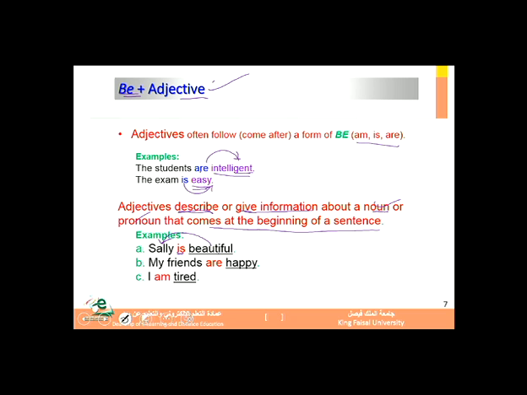My friends are happy. So this is the noun that comes before verb to be. It is followed by a plural verb. What adjective do we have here? The word happy. It describes my friends. They are happy. It gives more information about my friends. I am tired. Who is tired? I. So this adjective describes the noun or the pronoun that comes before the verb. So adjectives describe and give information about nouns or pronouns that come at the beginning of the sentence.